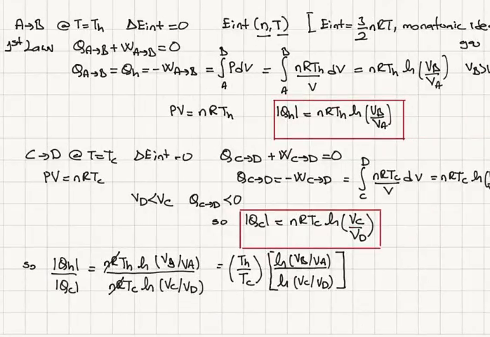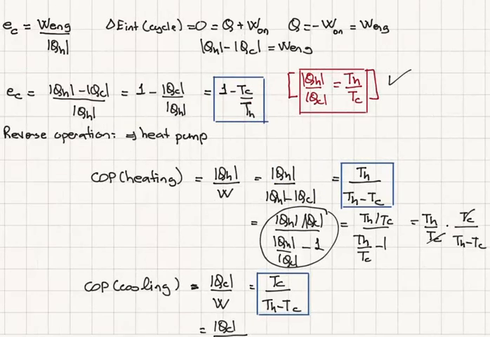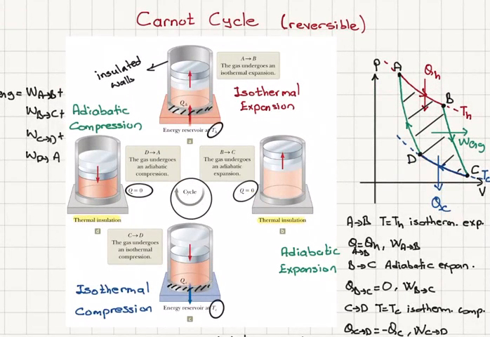Alright, so basically we now know what is the theoretically most efficient engine that's operating between two energy reservoirs, and the theoretically highest efficiency we can have between these two reservoirs for a heat engine is 1 minus Tc over Th. For the reverse operation, heat pump, for heating mode it's Th over Th minus Tc, and for cooling mode Tc over Th minus Tc. So this completes our analysis of the Carnot cycle.